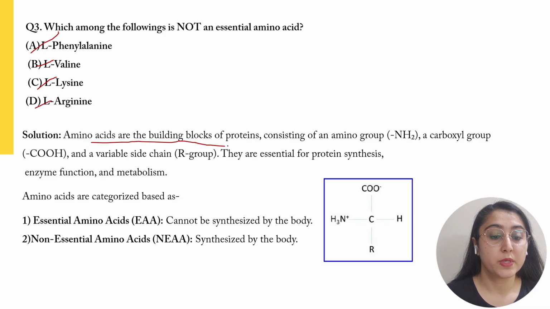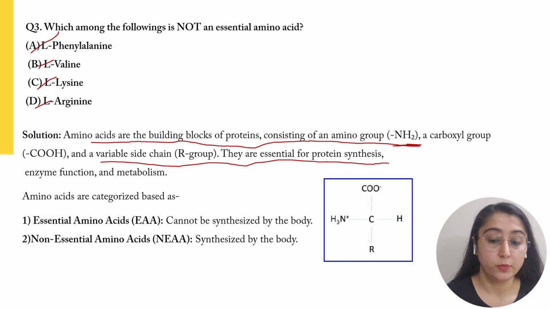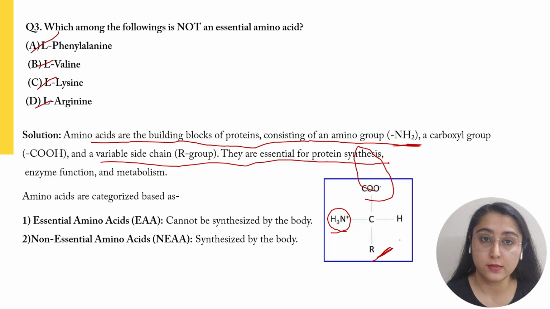Now amino acids are basically building blocks of protein which consist of an amino group, a carboxylic group and a variable side chain. They are essential for protein synthesis. So on one side we have an amino group and on another side we have a COOH group, and then we have an R group which can vary depending upon what amino acid it is.